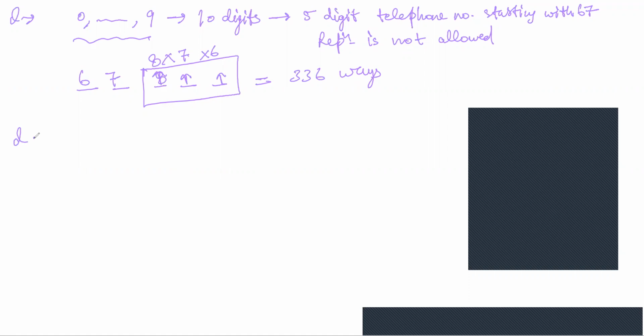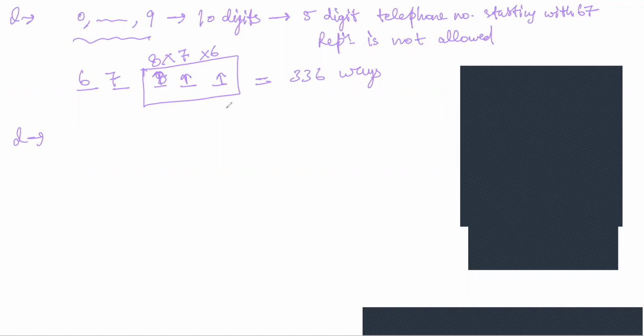Sir, I have one doubt. Yeah, please. Sir, for that fourth question, since 6 and 7 are already fixed, we can also directly write 1 into 1 into 8 into 7 into 6. Yes, because these have already been fixed, you don't have choices for them. You just have one choice for the first place and one choice for the second place. Okay, sir. Thanks, sir.